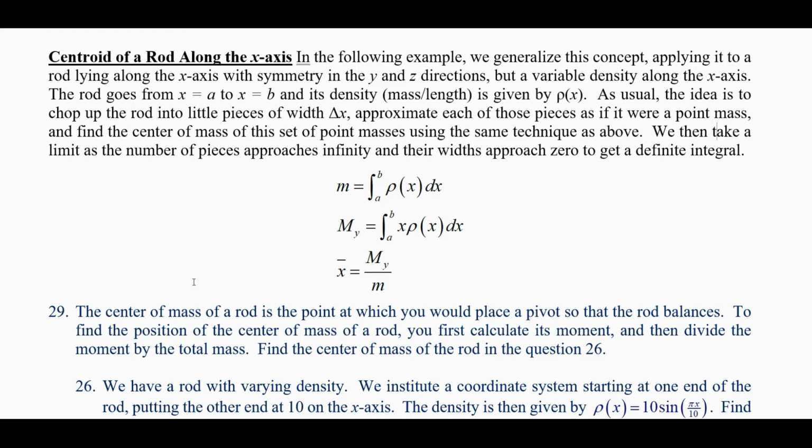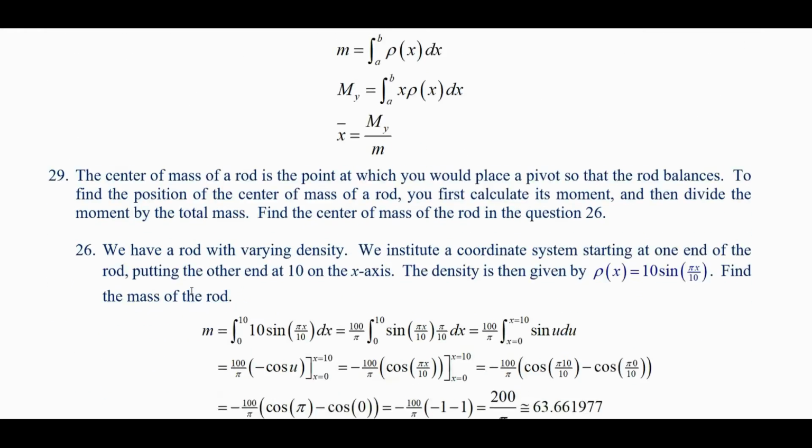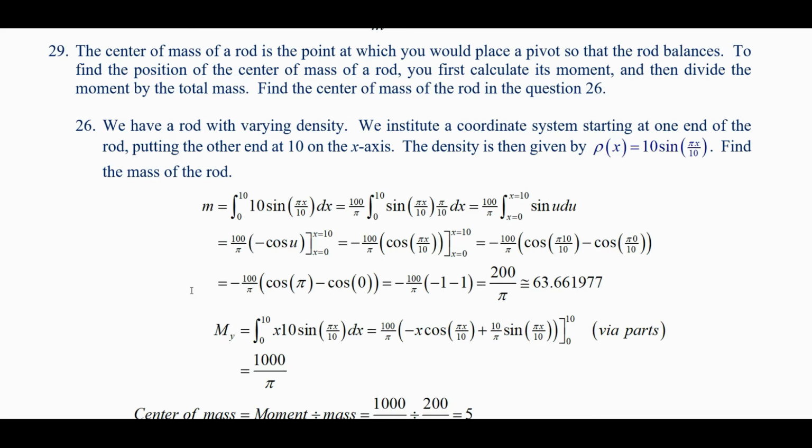Okay, so this is a very similar situation. The center of mass of a rod is the point at which you would place a pivot so that the rod balances. To find the position of the center of mass of the rod, you first calculate its moment, then divide the moment by the total mass. Find the center of mass of a rod in question 26.